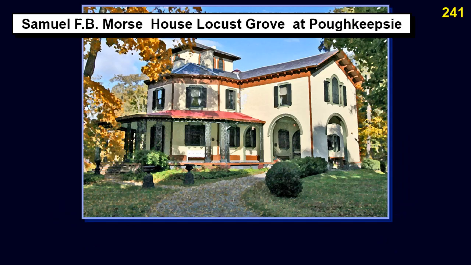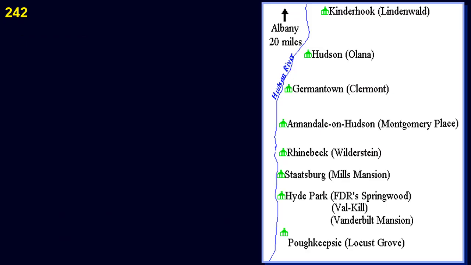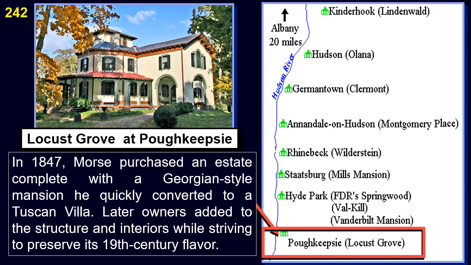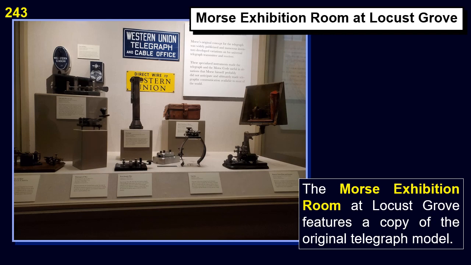Locust Grove at Poughkeepsie was the home of Samuel F.B. Morse, an accomplished artist, an inventor best known for creating both the telegraph and Morse code. In 1847, Morse purchased an estate complete with a Georgian-style mansion he quickly converted to a Tuscan villa. Later owners added to the structure and interiors while striving to preserve its 19th-century flavor. The Morse Exhibition Room at Locust Grove features a copy of the original telegraph model.